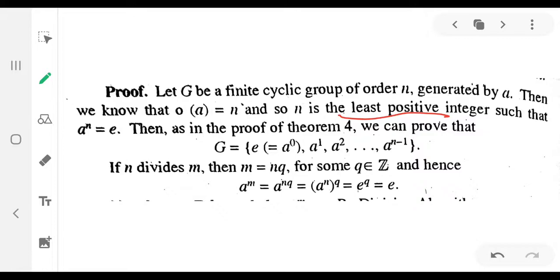Then by the earlier theorem, G is equal to the set {e, a raised to 1, a square, etc., a raised to n minus 1}. When we write this in an exam, we must prove it, not just write it like this. So we know that G is equal to the set of all e, a raised to 1, a square, etc., a raised to n minus 1. Now let us take the first case. If n divides m, then m is equal to nq. Therefore a raised to m is equal to a raised to nq, which is equal to a raised to n whole raised to q, that is e raised to q, that is equal to e.